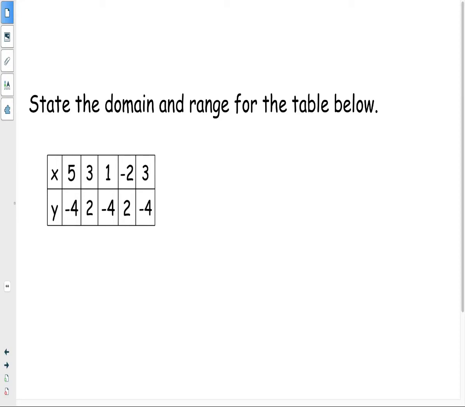So first we're going to take a look at stating the domain and range for a table. Domain, x values. That should happen automatically. I say domain, you say x value.